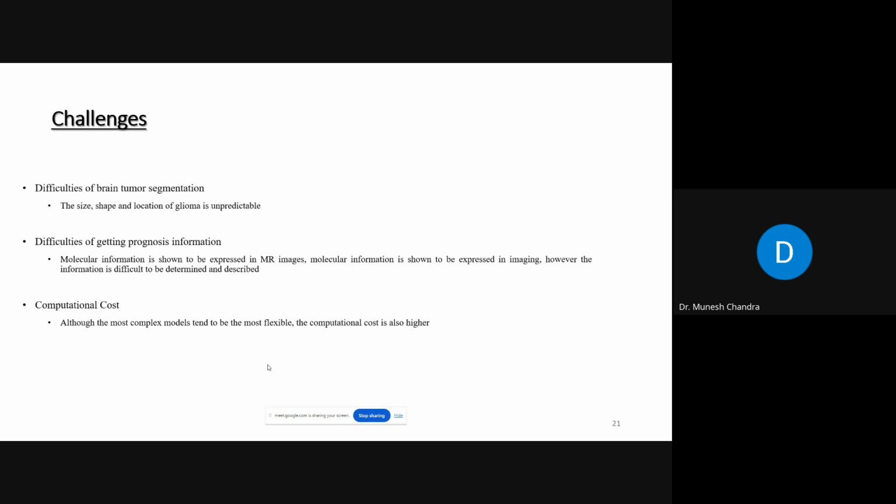Another is the difficulty of getting prognosis information. As we see, molecular information is shown to be expressed in MR images. So whenever we are going through the MR image, it is very difficult to get the proper information. Another is the computational cost. As we have seen, we have to train on the whole amount of data related to that particular problem. So sometimes, whenever we are performing this on the most complex model, the computational cost is on the higher side. So these are certain challenges when you are doing the grading of brain tumor.